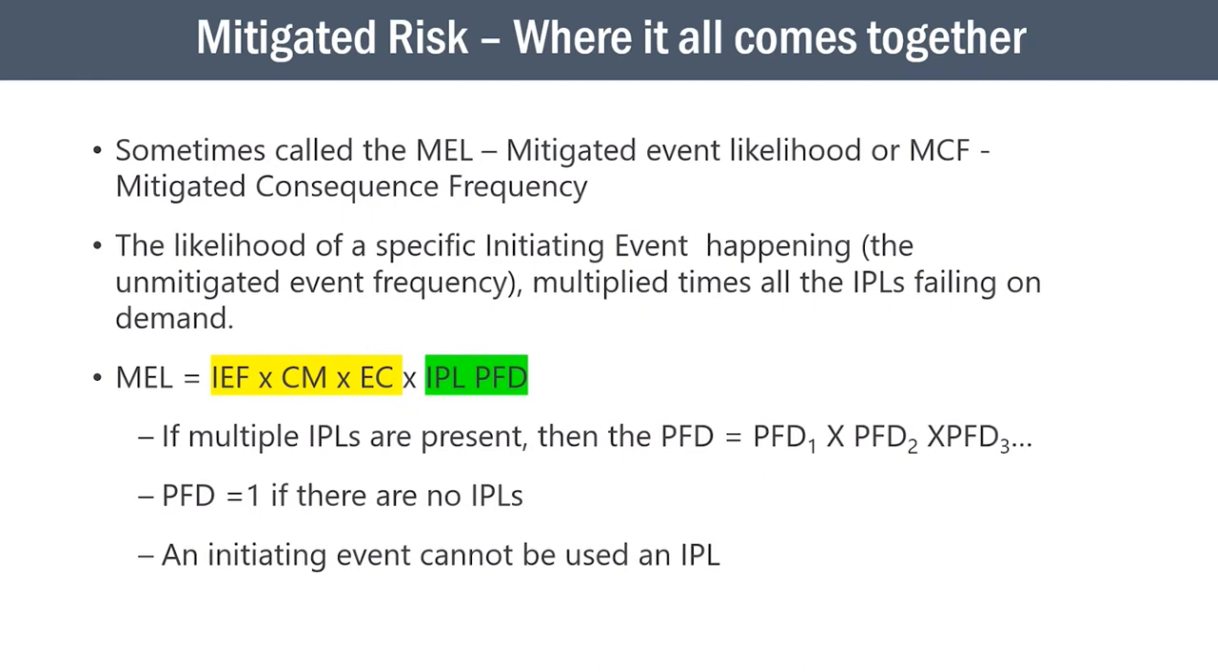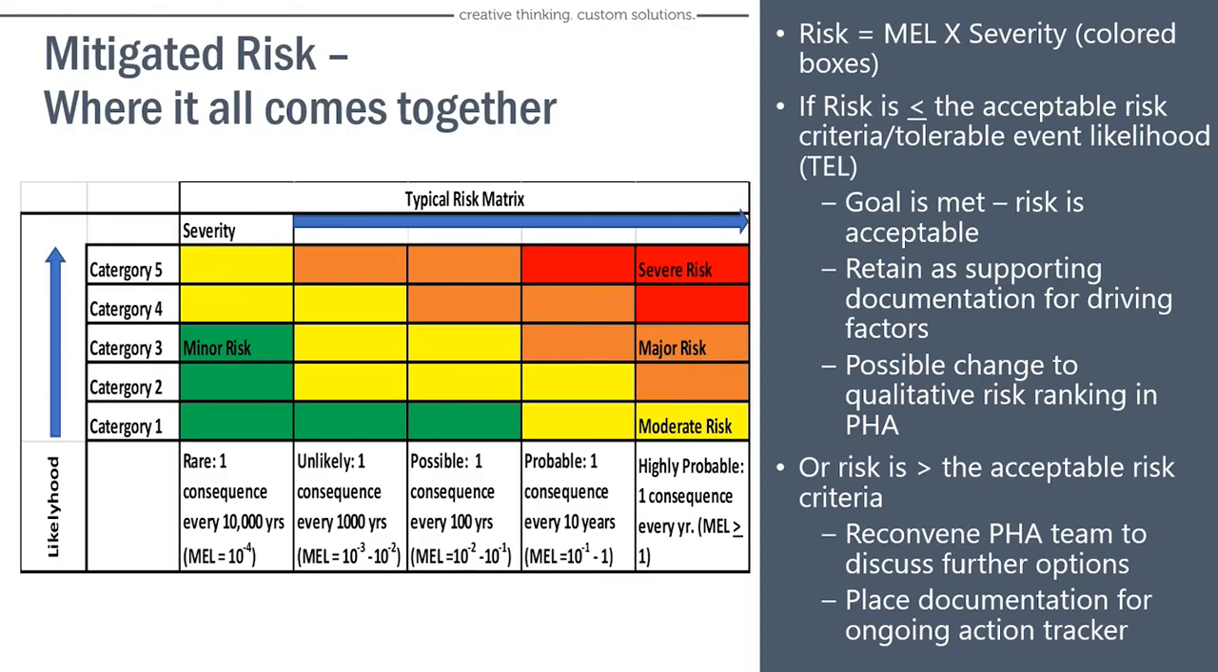If your PFD, probability of failure on demand, equals 1, then there are no IPLs. So in other words, that failure is a certainty. But for the most part, you're going to have some sort of reduction in your event likelihood based on all these factors. And then you're going to try and figure out whether or not that mitigated event likelihood matches what you think is your risk tolerance. So what you do is you take your risk, and the risk is equal to your mitigated event likelihood times the severity, and then you figure out whether or not that meets your criteria for what is considered the risk that is tolerable to you.